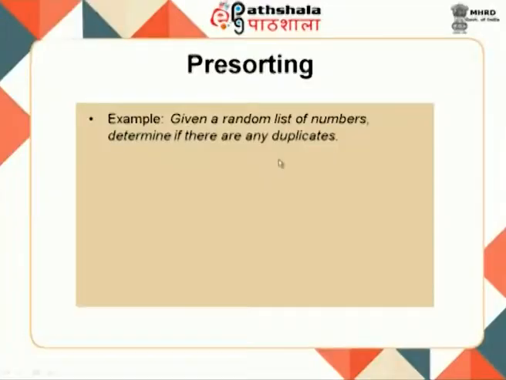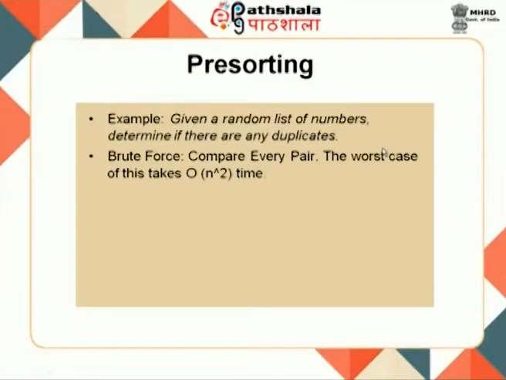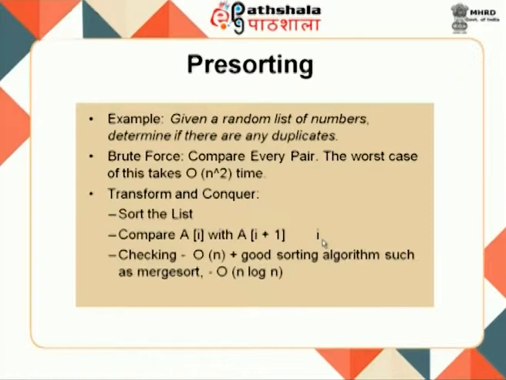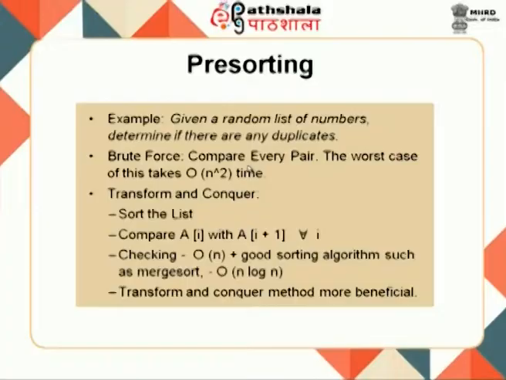Given a random list of numbers, determine if there are any duplicates. Brute force, what do you have to do? You have to compare every pair, and the worst case of this takes of the order of n square. Transform and conquer, what will you do? Sort the list and then compare ai with ai plus 1. So checking takes the order of n, plus a good sorting algorithm such as merge sort, so it will take the order of n log n only. The transform and conquer method is much more beneficial than the normal brute force.